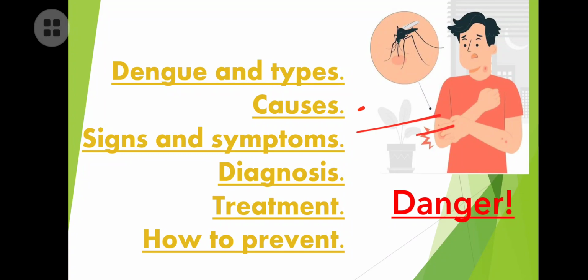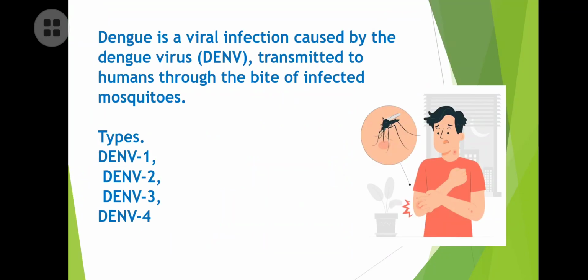Let's first discuss what dengue is. See, dengue is a viral infection. This is a very important point. Dengue is not a bacterial or parasitic infection. It is a viral infection caused by the dengue virus, DENV. It is transmitted to humans through the bite of infected mosquitoes.